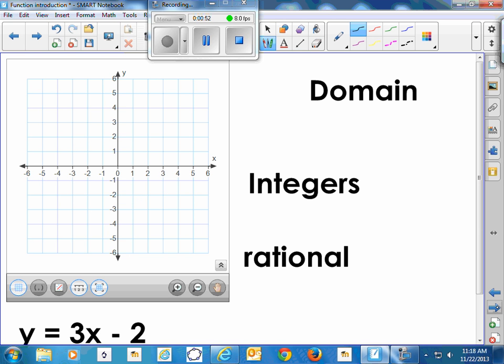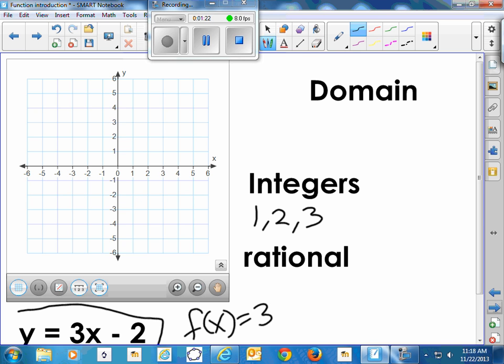One thing we need to explain though is domain. Domain would be the values for x. So integer values would be numbers like 1, 2, 3. So if I have this equation, y equals 3x minus 2, let me write it as a function. The function of x equals 3 times x minus 2.